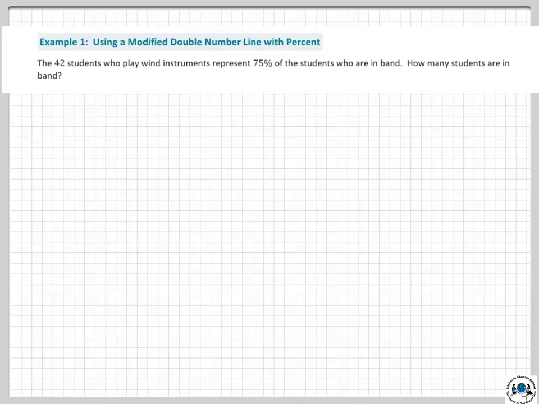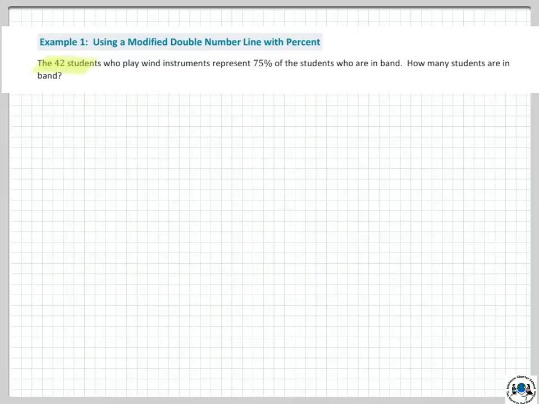Okay, so here we go. Let's go ahead on to example 1. We are not going to use that procedure that we just talked about. We always will be utilizing those factors and multiples of the factors, but anyway, we're going to use a modified double number line. It's going to look a little bit different. Okay, so here we go.